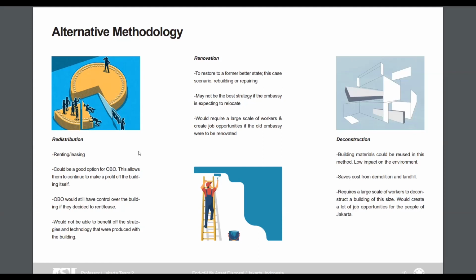And then within the deconstruction method, it would just take the existing building and its materials and reuse them elsewhere, which would have a lower impact on the environment. It would save costs for demolition as well as landfill, but it also would require a large scale of workers to deconstruct this building and the compound of this size. So it would create a lot of job opportunities within Jakarta.